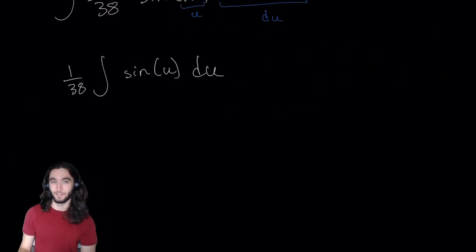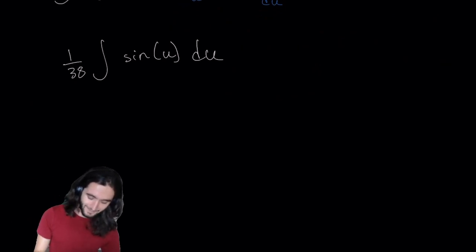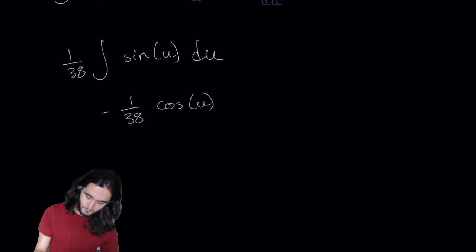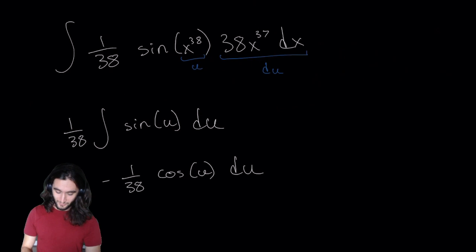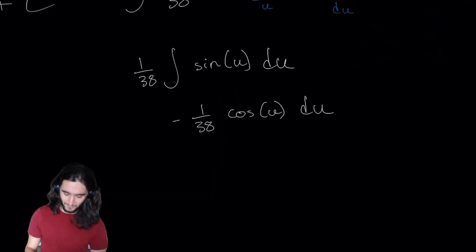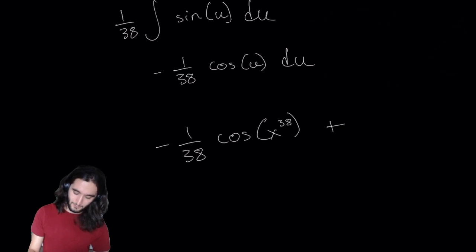Now, the integral of sine, right? Of course, the derivative of sine is cosine, so the integral of sine, you're going back the other way around that cycle. It's negative cosine. And it's 1 over 38 times that. So negative 1 over 38 cosine of u. And then finally, what is u? U is just a thing that I made up. I said it was x to the 38. So to put it back in our original variable, which we must do, it's negative 1 over 38 cosine of x to the 38 plus C.